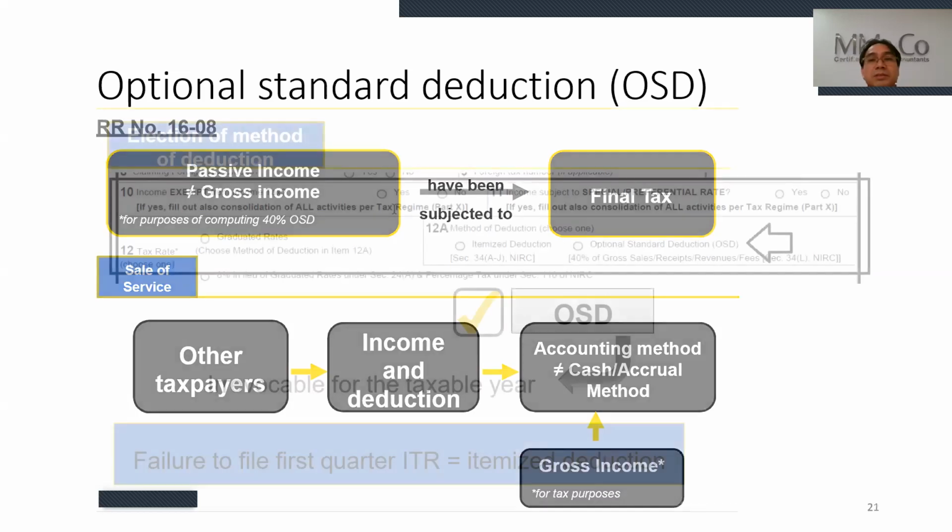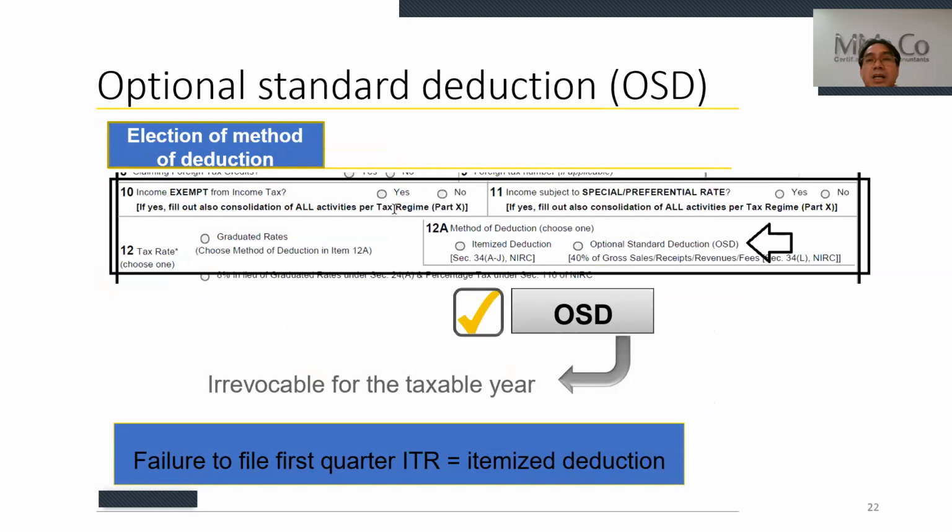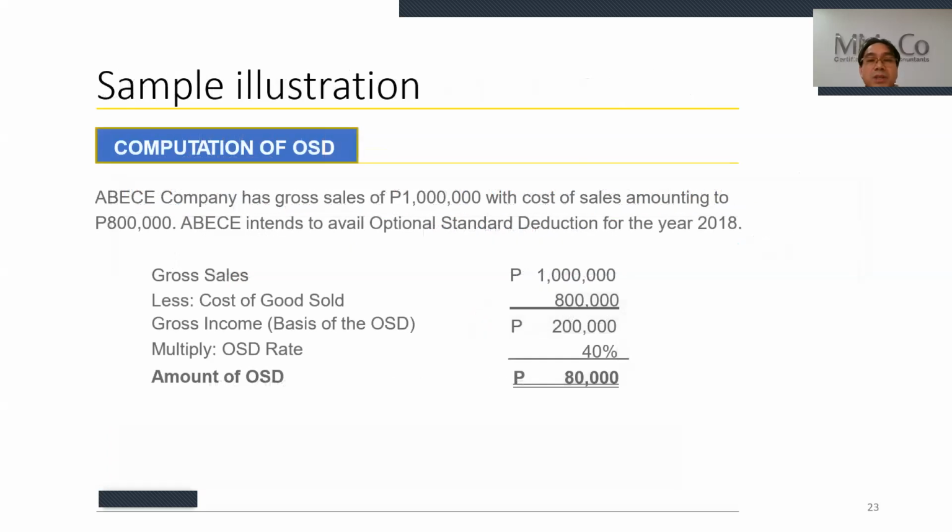Okay? So next, katulad ng question kanina ni Maita is you will assign your filing method as OSD from the beginning of your first quarter. So it's irrevocable for the whole of the taxable year. Failure to file your first quarter is equivalent to itemized deduction ang gagamitin mo.